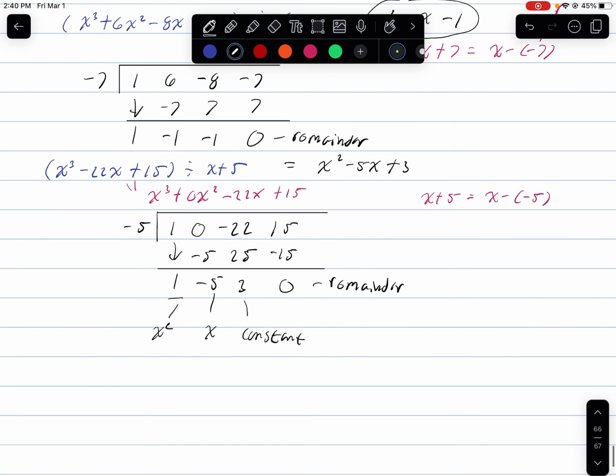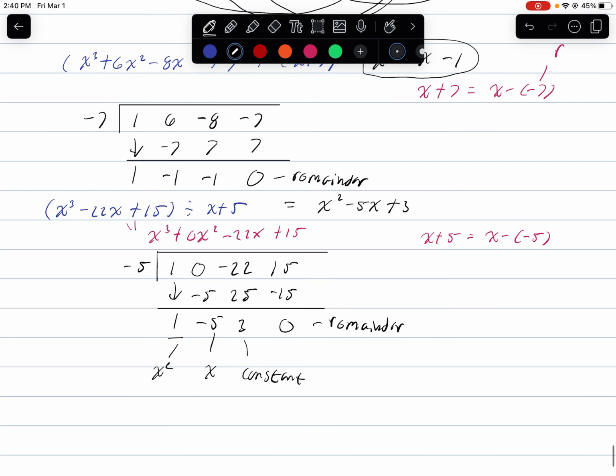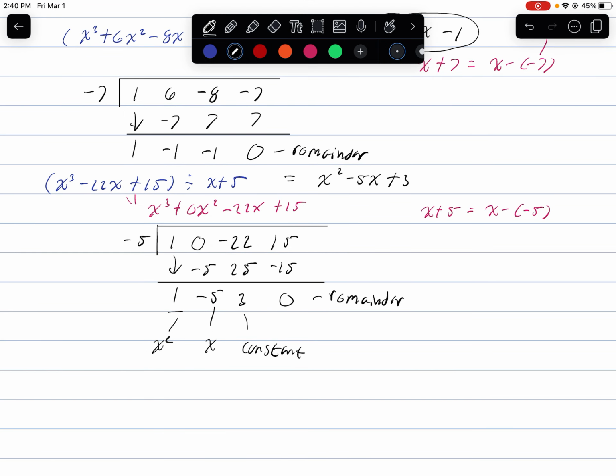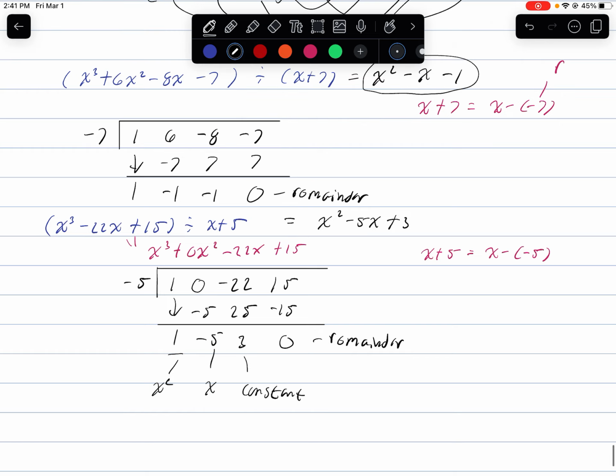So hopefully you'd agree this is a little bit faster than doing polynomial long division. Polynomial long division will work all of the time. This will not work all of the time, but if you're given a good scenario, this is probably the much faster way to go if you're able to use synthetic division.